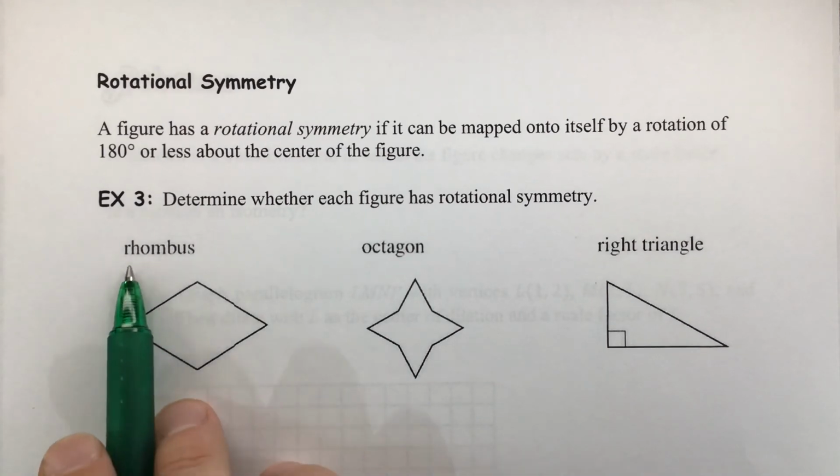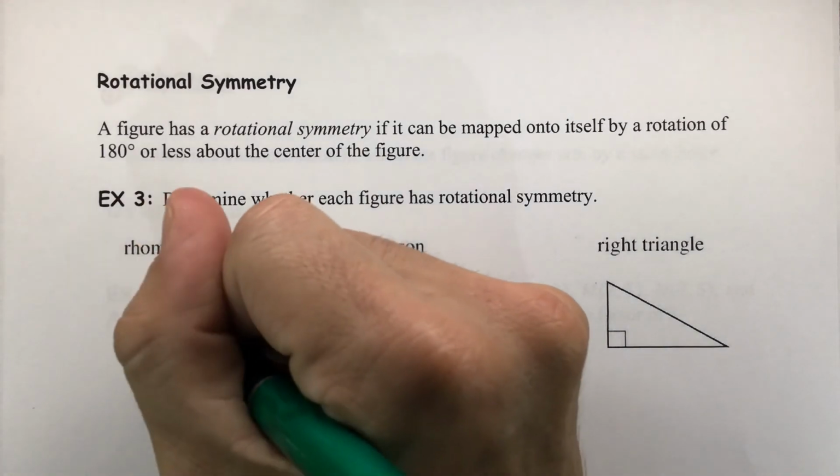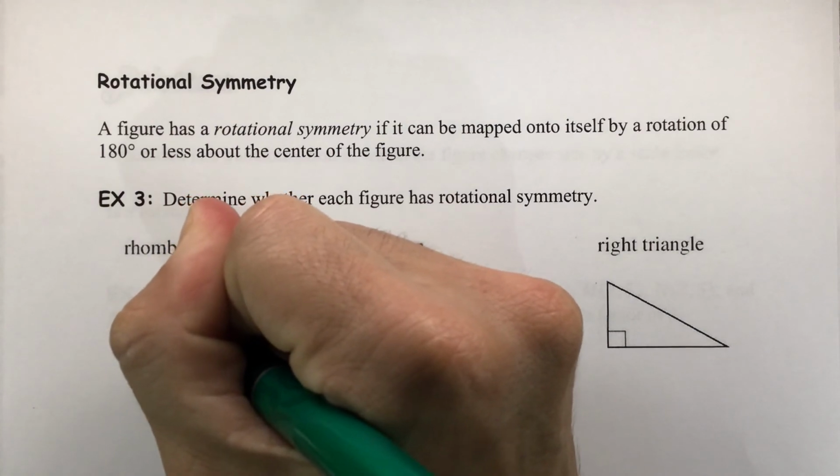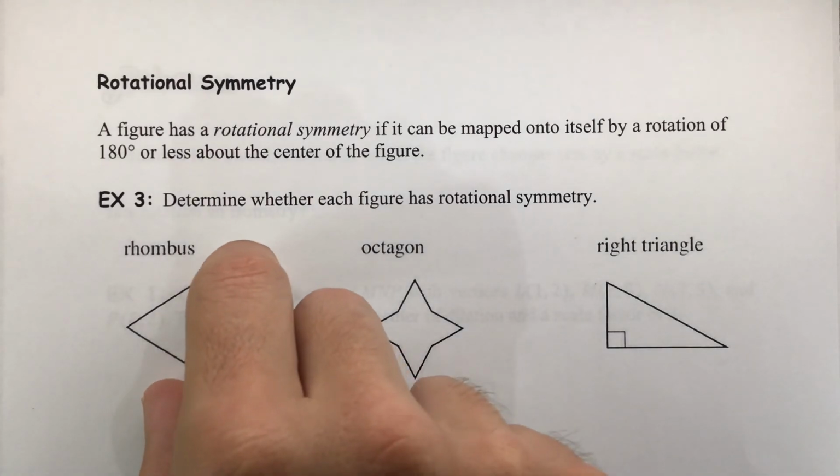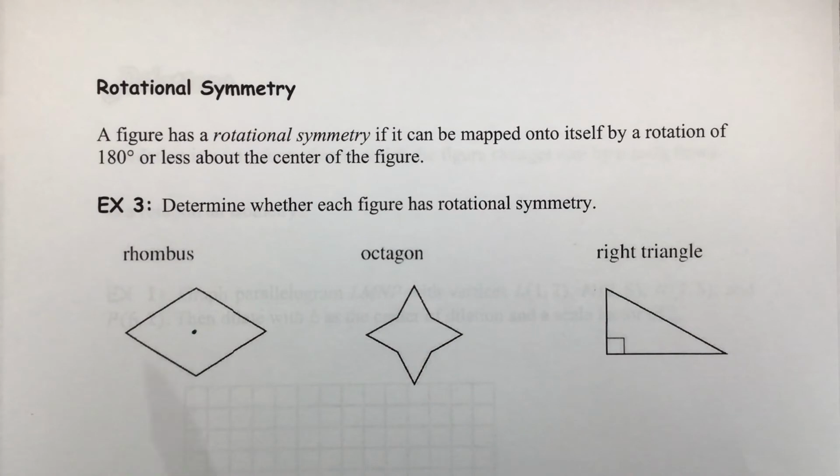Okay, take a look at the rhombus here. I think most of these, when they do have a center, are pretty easy to locate. So there's what we'd call the center there. That'd be the center of the figure. If you were to rotate that 180 degrees, just a halfway turn, you wouldn't be able to tell that the figure had been rotated at all. That means that it has rotational symmetry. If you have to rotate 360 degrees, it does not.